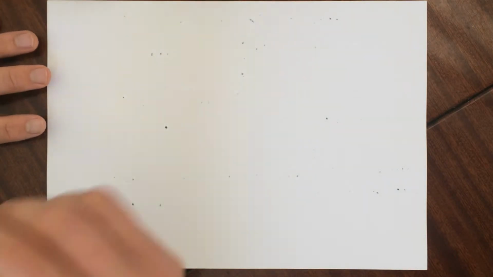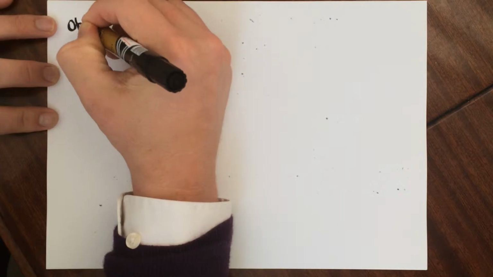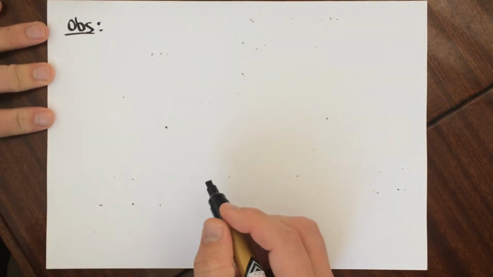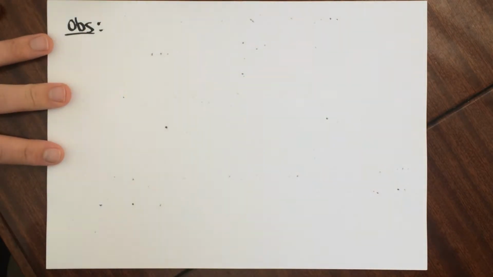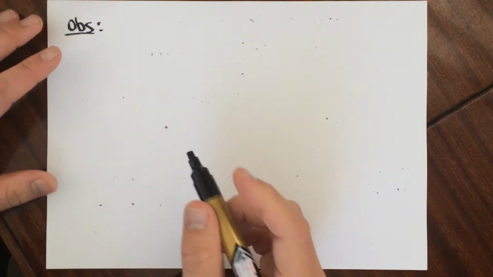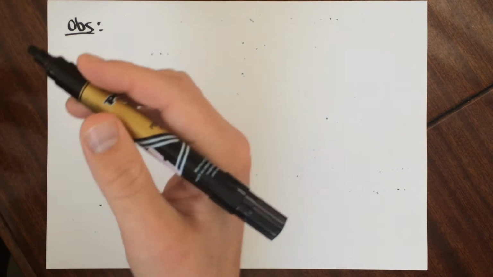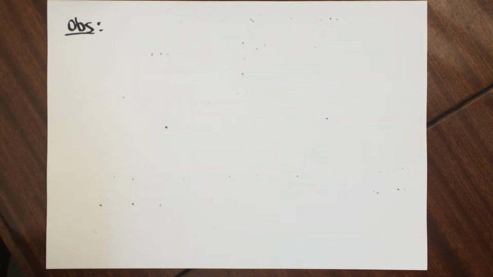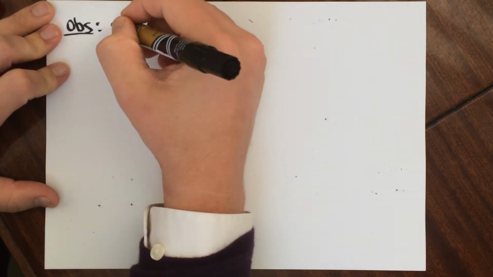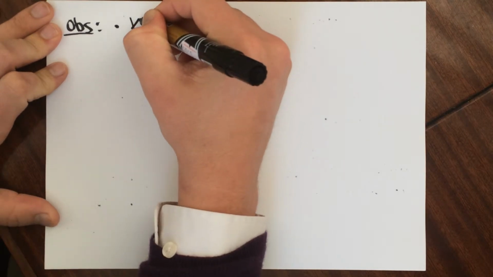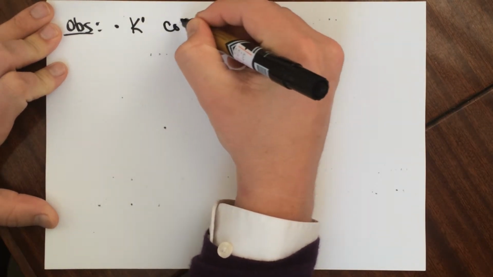Okay, so we have our stupid complex. Let's make an observation. Here are just, I guess, a number of observations. Let's take K to be a complex. So this is a complex, a cochain complex.